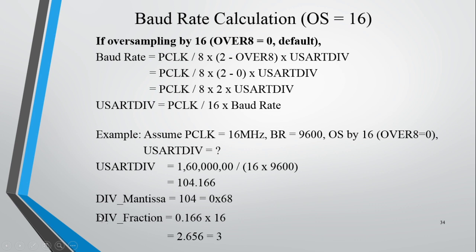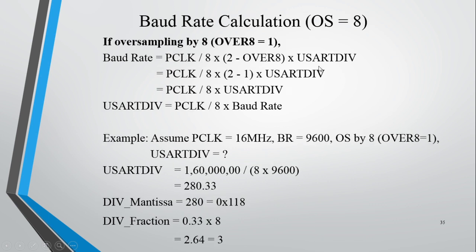So here, if you want to configure the baud rate as 9600, provided PCLK is 16 MHz and oversampling is 16, your USARTDIV value will be 104.16. That means the divisor mantissa will be 0x68 and the fraction will be 0x03. These two values we configure in the baud rate generator register, that is BRR, in order to generate a 9600 baud rate. Similarly, if you perform the same calculation with oversampling as 8, what modification will be there?